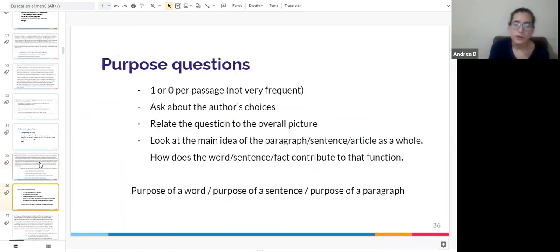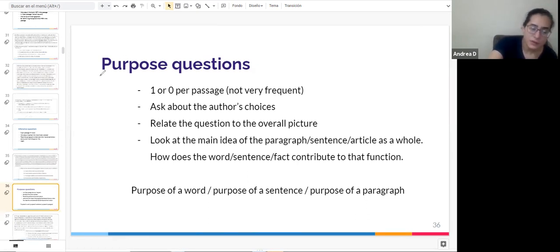Okay, so now we're going to be looking at the purpose questions, and they are not that frequent. You can get one per passage, sometimes you get none. And what they're asking for is kind of like the author's choices, okay? But don't get freaked out. So this is not really like literature, you know, but they're asking, as you might guess from the name, about the purpose or the function of an element in the text.